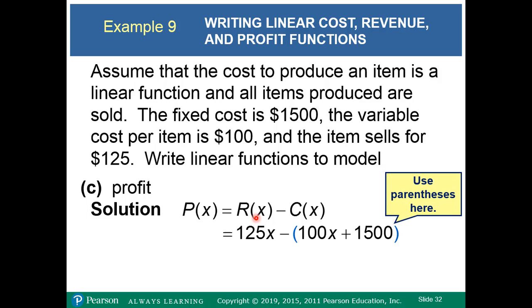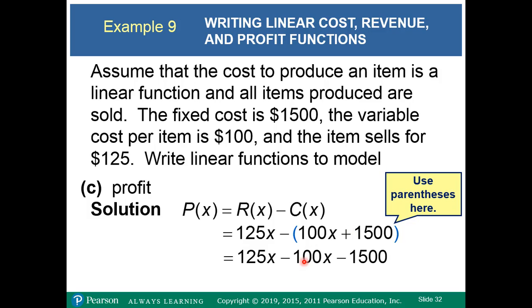So in this case, we just plug and chug, right? We're going to plug in revenue, so that's 125x, and we know we're going to subtract off the cost function. Now the cost function is this entire thing, so we're subtracting off this entire thing. So we have to have the parentheses around here. Make sure you don't forget the parentheses, because we're subtracting off both pieces. So this is going to be subtracting off 100x and then subtracting off 1,500.